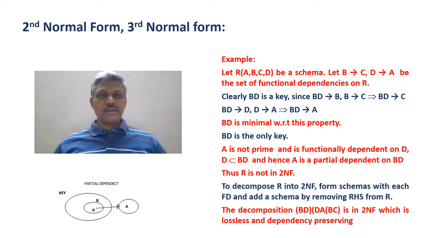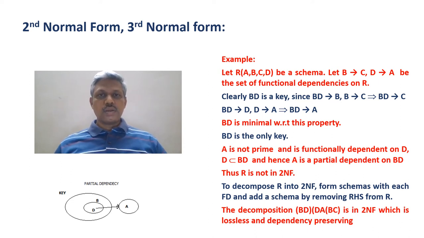Once we identify that this is not in second normal form, the next question is, how do we decompose the schema so that it satisfies the second normal form? For that, one simple process is that you form the schemas for each of the functional dependencies that are given, and just remove the right hand side attributes of all the functional dependencies from the original schema R, and then form these into smaller schemas.